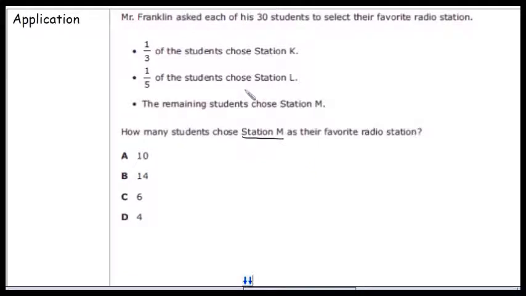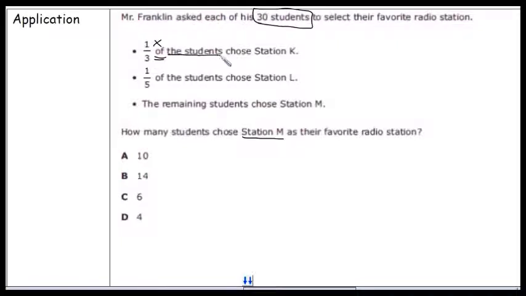So again, this is the same kind of problem we were going to do a few minutes ago. I'm actually going to help you out with this one so you can use it for the last one, okay? So we have 30 students. That's the total number of students. And remember the keyword "of" means to multiply.